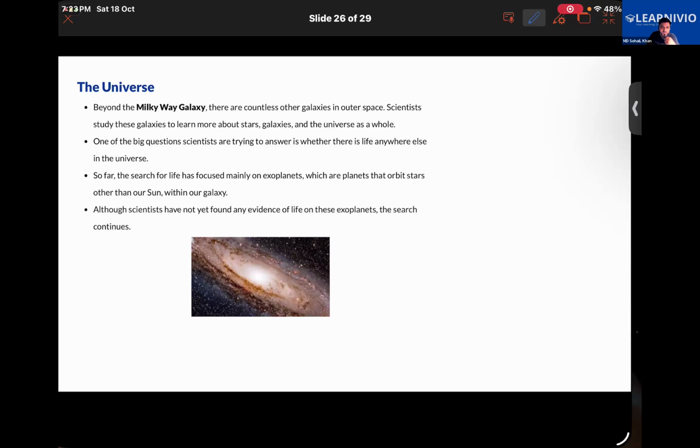Very good. So it has an intense gravity. Okay, so nothing can pass through. That is it. Further, even beyond the Milky Way galaxy, we talk about the universe right now.